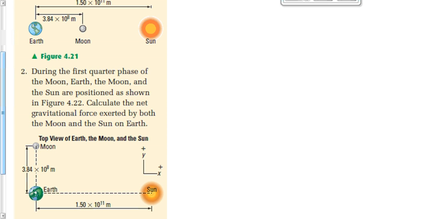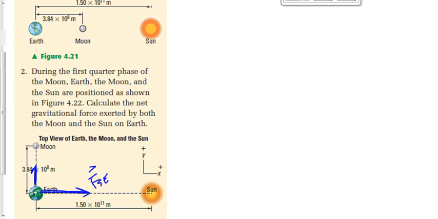It says during the first quarter phase of the moon, Earth, the moon, and the sun are positioned as shown in 4.22. We want to find the net gravitational force exerted by both the moon and the sun on the Earth. Well, so we draw a free body diagram. We know that we have two forces acting on the Earth. We have the sun acting on the Earth, pulling it this way. The Earth is attracted toward the sun. We're going to call that FSE, the force of the sun on the Earth. The moon pulls the Earth this way.